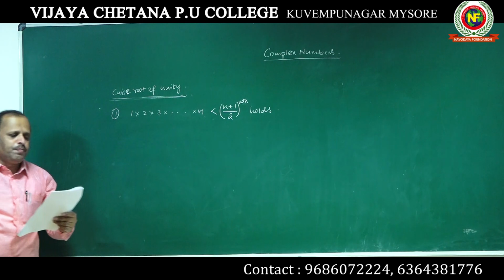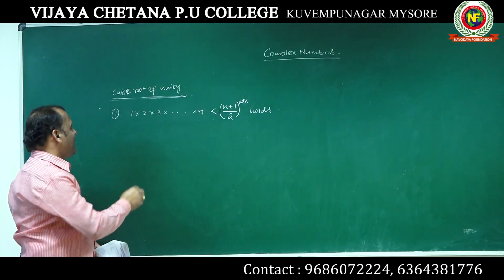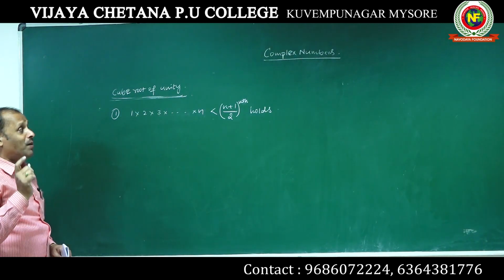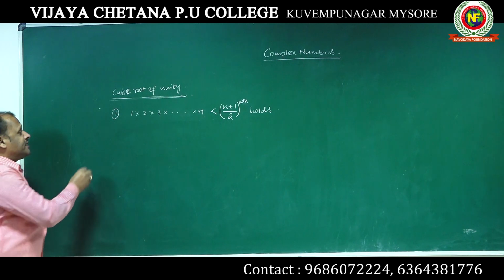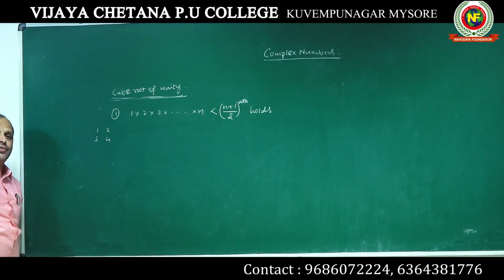In the options, we are to find the smallest positive integer for which this holds. The options are 1, 2, 3, 4. Which is the smallest positive integer?